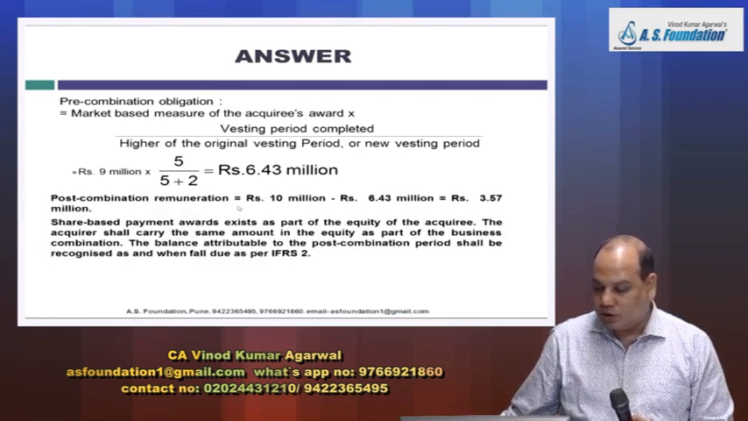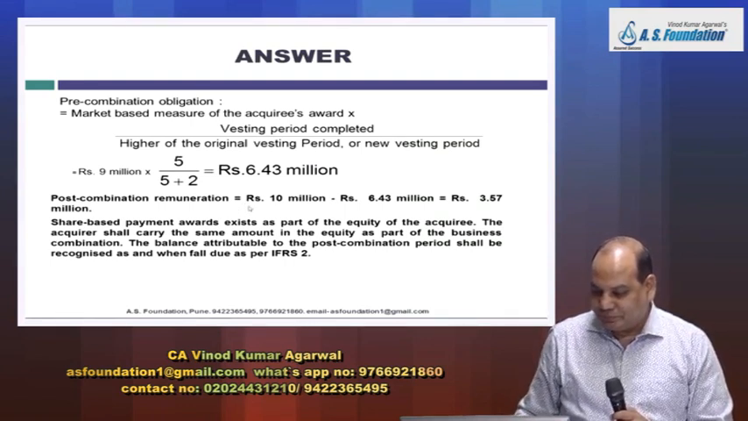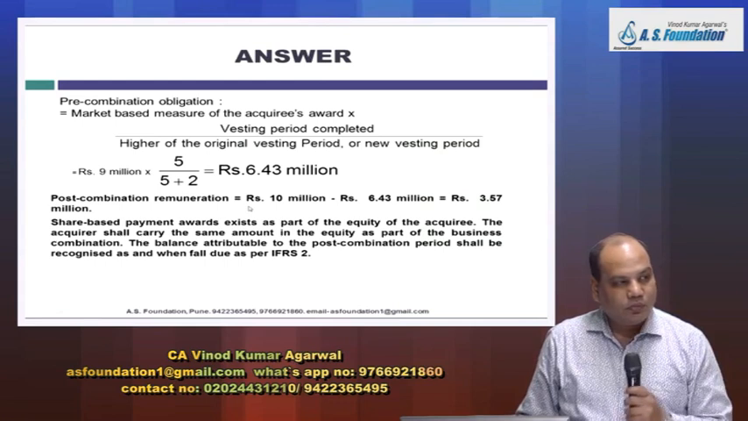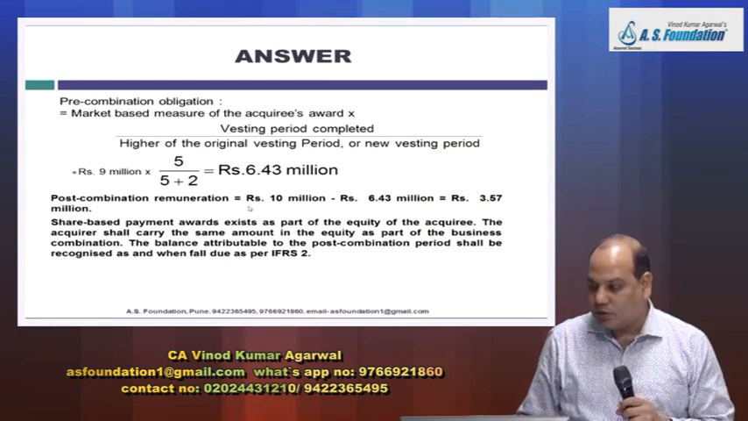Post combination remuneration equal to 10 minus 6.43. 10 minus 6.43 million is equal to 3.57 million.